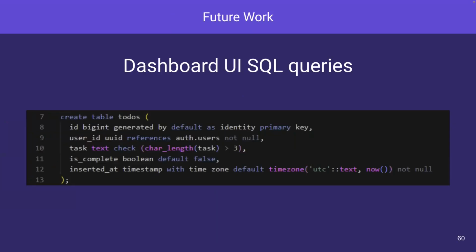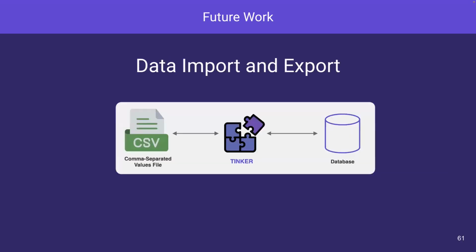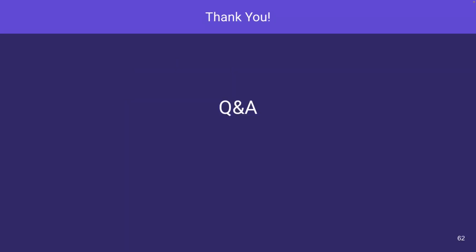Although we achieved our objectives for Tinker, we identified opportunities for future improvements. There were two features we were interested in developing. One, we'd like to incorporate an SQL editor directly into the dashboard UI. This feature would give the user full SQL functionality. Second, we'd like the ability to import data from a CSV file and also export data to a CSV file. Additionally, we'd like to provide a user-friendly database dump through the dashboard UI.